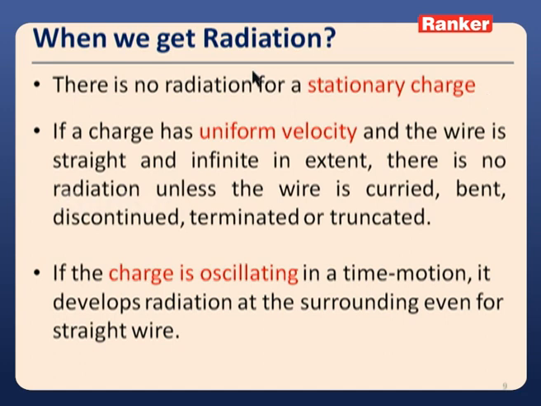How must the charge be moved? The charge must be moved with variable velocity. If the velocity is fixed, there will be no radiation. So it must be moved with variable velocity, or the conductor that we are considering must have a special shape. If the conductor is a straight line, then clearly there will be no radiation.